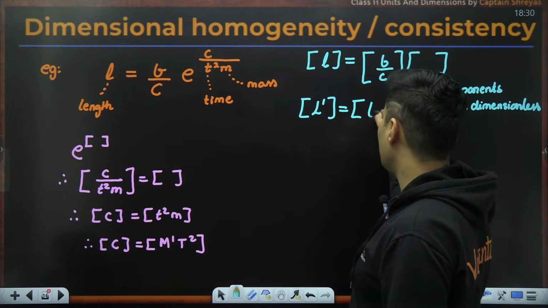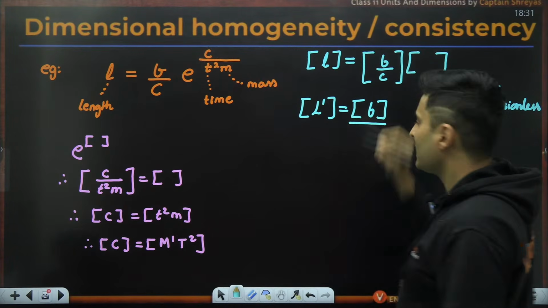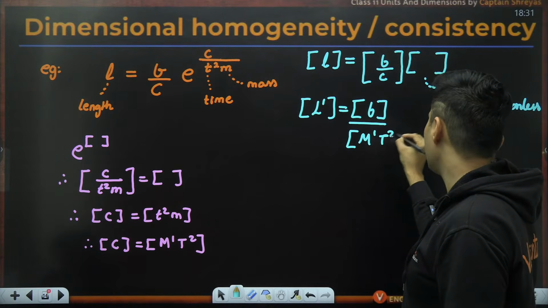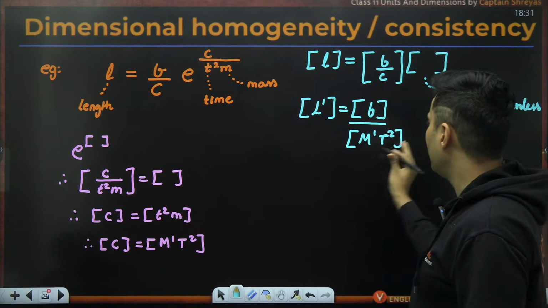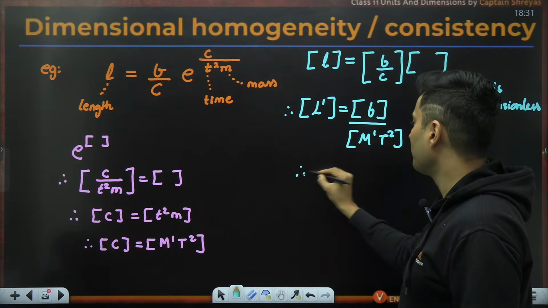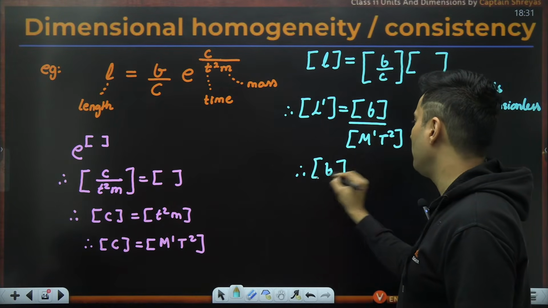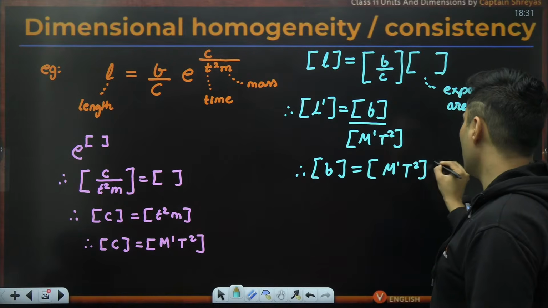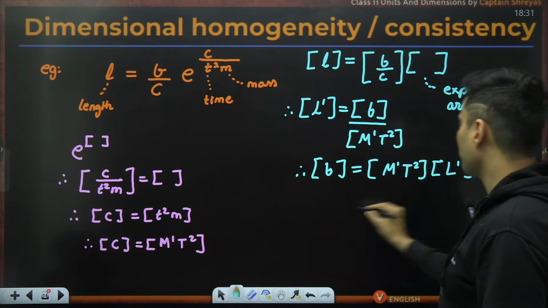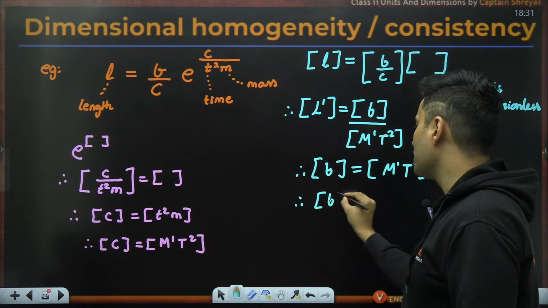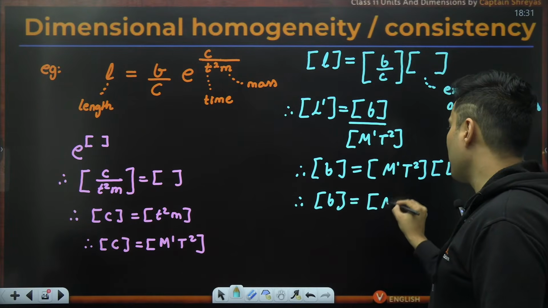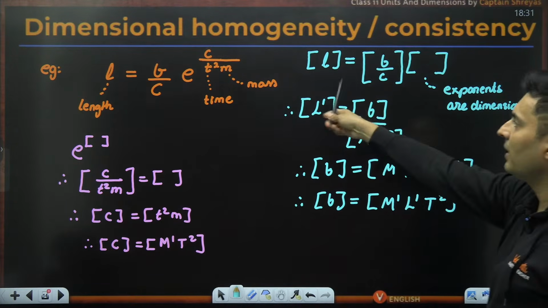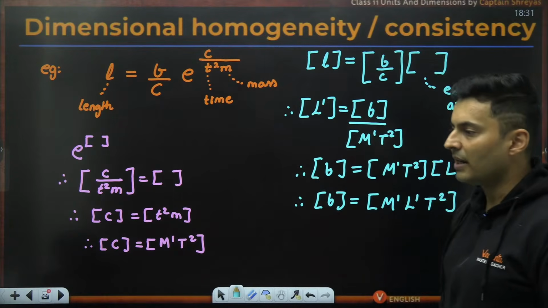Length means L raised to 1. B is on the top, so let me just put B as it is. C, I already figured it out. It was M raised to 1, T raised to 2. This was nothing, so forget it. Shift it on to the other side. So the dimensions of B will be M raised to 1, T raised to 2 multiplied by L raised to 1. So therefore, the dimension of B will be M raised to 1, L raised to 1, T raised to 2. So I have figured out the dimension of B as well.